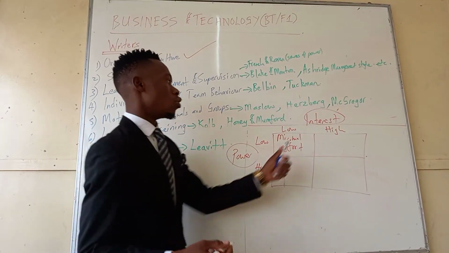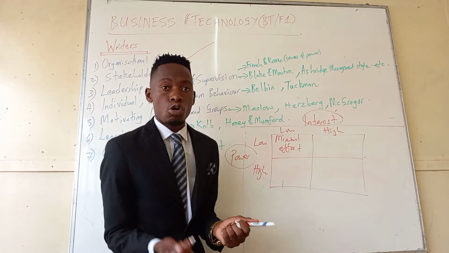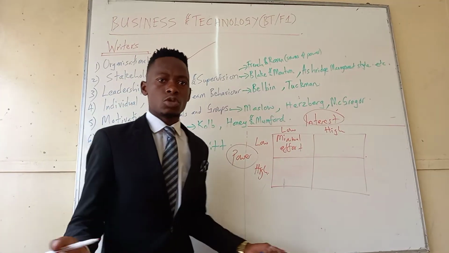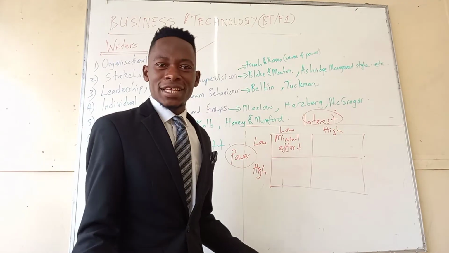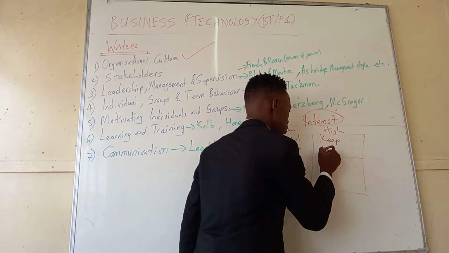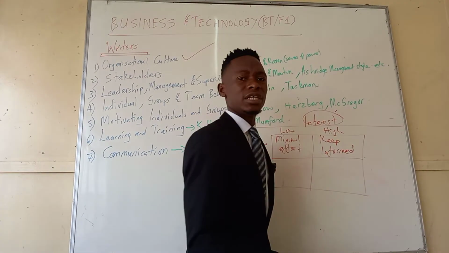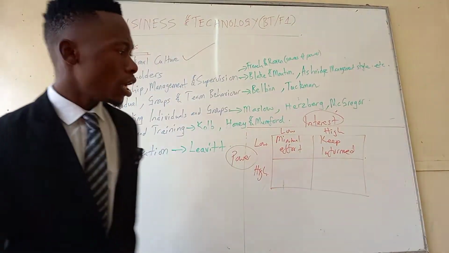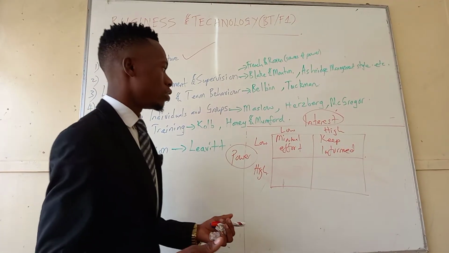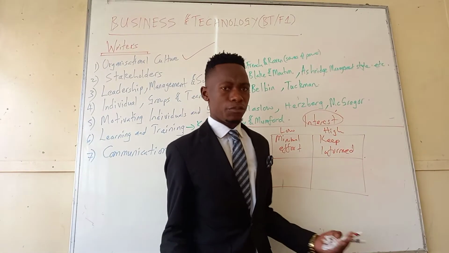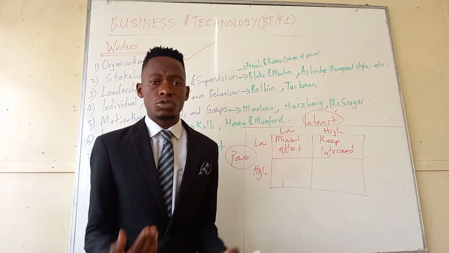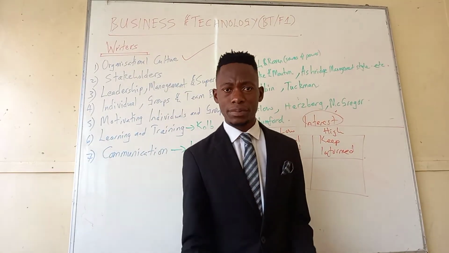What about a stakeholder who has high interest but low power? In terms of power, he doesn't have power, but in terms of interest, interest is high. So what can we do to that stakeholder? The stakeholder is interested, so keep him informed. Yes, you need to update him because he's interested. For example, it might be a customer. Why is he interested? Maybe he wants to buy your products, but doesn't have power over the company.